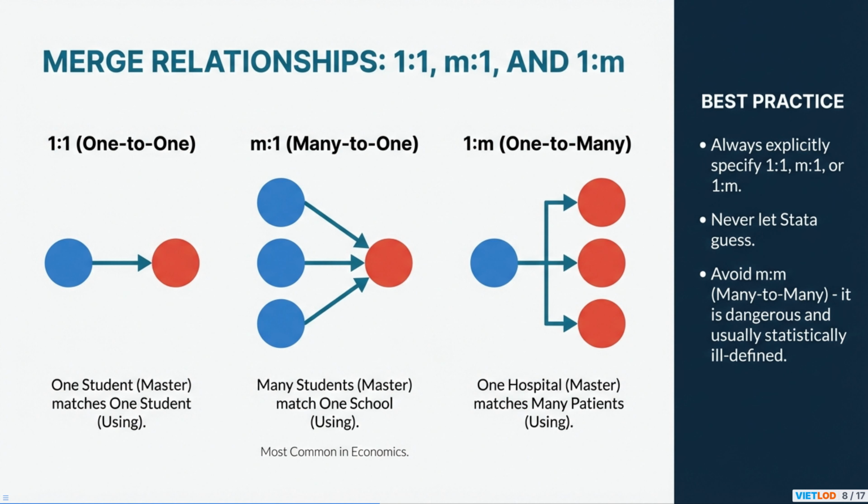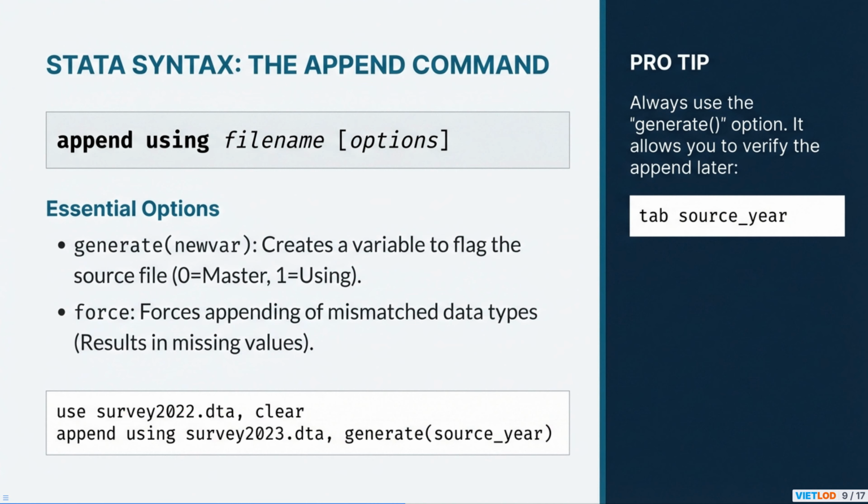To add regional GDP to a dataset of thousands of workers, you would use a many-to-one, M-to-one merge. The region ID key appears many times in the worker master dataset, but only once for each region in the GDP using dataset. Understanding these relationships is key to using the commands correctly. Let's now dive into the specific Stata syntax for both append and merge.